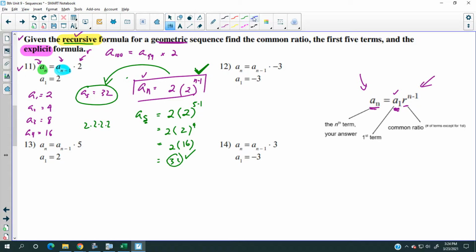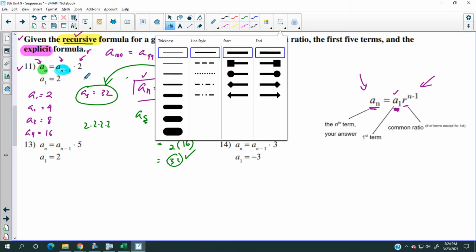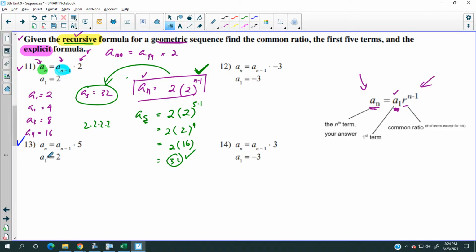Let me use a different color. Here we go, 13 and then one more question. Why don't you try this right now? Look at the example I've set for you and try this on your own. Afterwards, I'll go over this with you. So press pause right now.